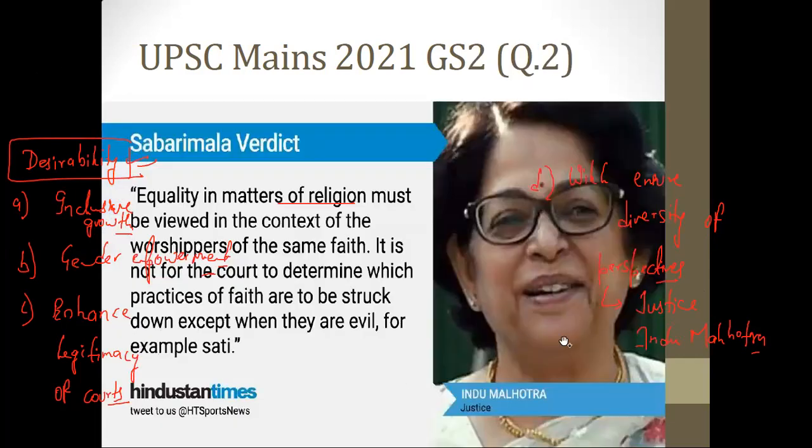This is ma'am, her name is Justice Indu Malhotra. So we have talked about the Sabarimala case, a 4:1 judgment. Four judges said something, and she said something else. I'm just telling you what she said in this particular judgment. You can read what she said here. The basic meaning is you cannot always search for rationality in religious affairs.